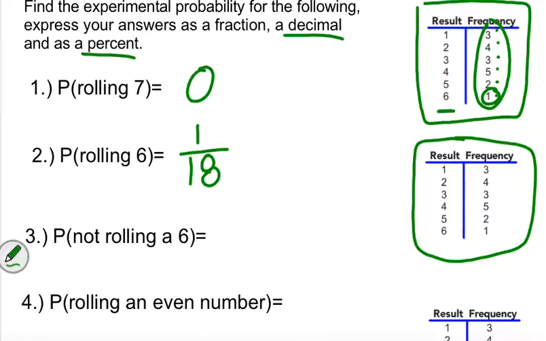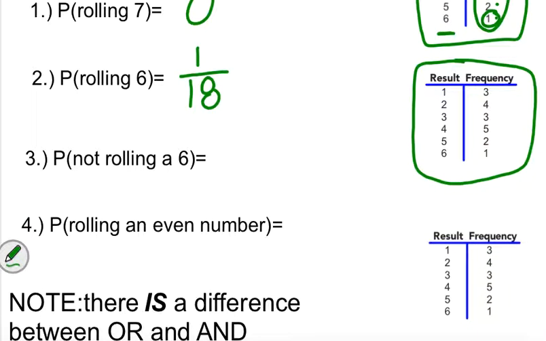The probability of not rolling a 6. Well, the probability of not rolling a 6 is just the probability of rolling a 6 taken away from 1. So that's going to be 17 out of 18. There was 18 in total. We only had 1 up here, so then there had to be 17 other events.